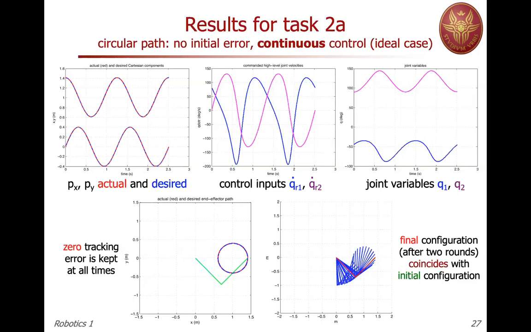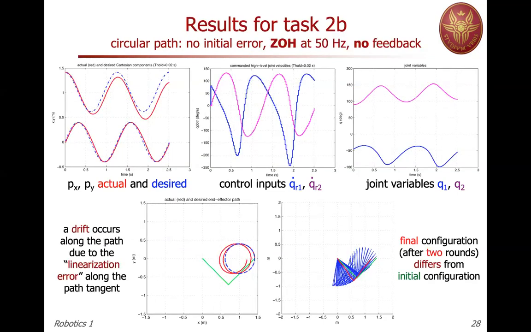So this is the ideal case. We are updating continuously, in fact, every millisecond. A simulation can never be continuous, but we are updating fast enough that we can merge this into a continuous behavior, the controller. So now, same situation, without feedback.